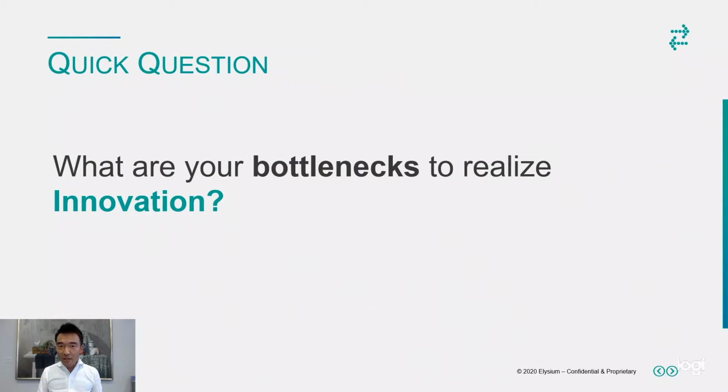Before we start the main topic today, let me ask you one quick question. What are your bottlenecks to realize innovation? Everyone understands the importance of innovation. Everyone says innovation is key to survive, and maybe it is much more important in this worldwide situation caused by COVID-19. However, most people also say it's challenging. Why? There should be a bottleneck to realize that. So what are the bottlenecks?